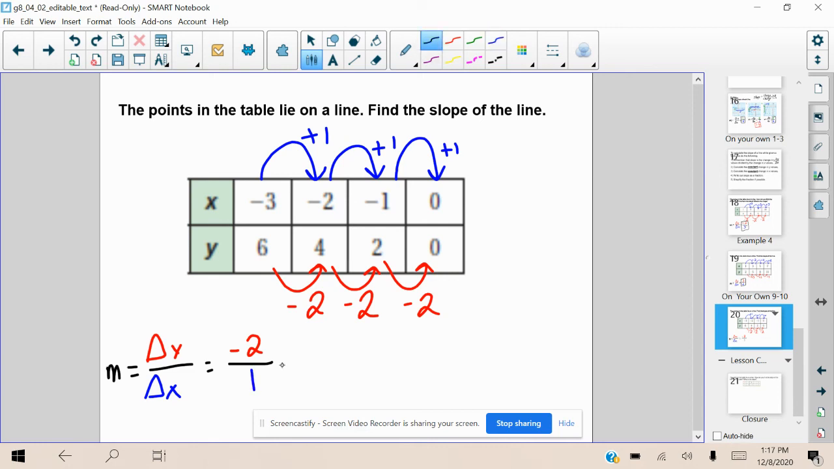Now we can simplify negative 2 over 1 because this reads negative 2 divided by 1, meaning that negative 2 divided by 1 is negative 2. And we want to have our final answer as negative 2.